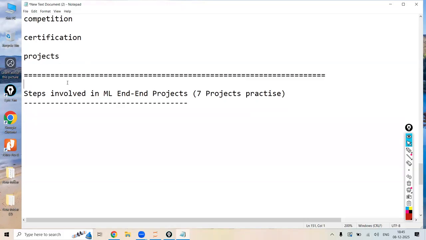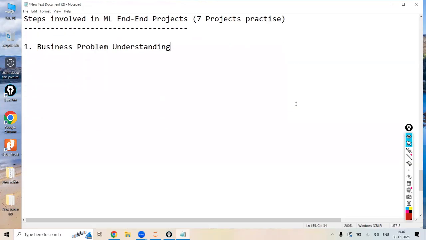Okay. So please write these steps, as I've told you earlier. First, what is the first step? Business problem understanding. I think you have already written the first 3 steps, so once again I'm writing here. Business problem understanding. Write it separately, guys, please. For doing all the 7 projects, we have to do it the same way.